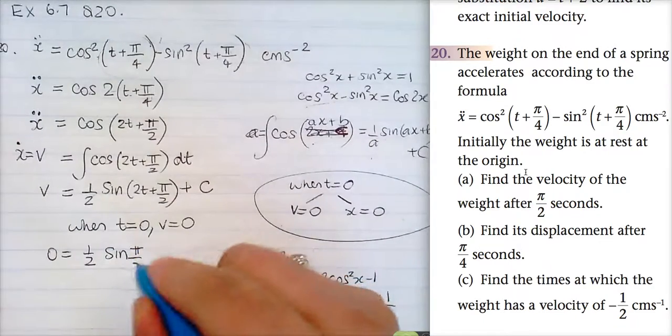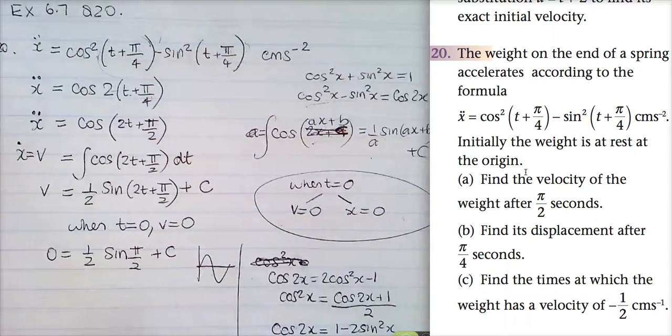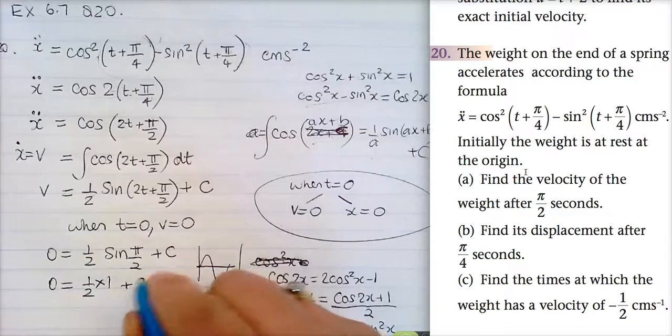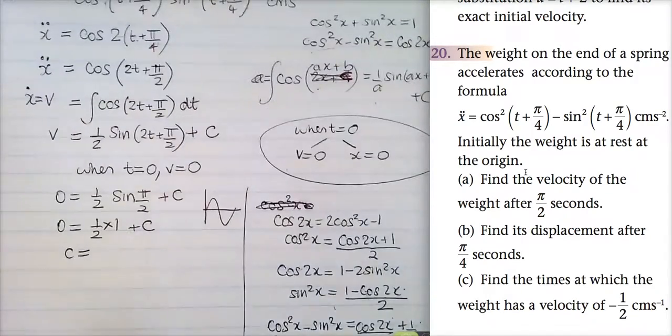Good. Plus c. To know what sine pi on 2 is, you should be doing the sketch. What's sine pi on 2? Sine 90. If you don't know the sketch, you put it in your calc. Sine 90 is 1. So 0 equals a half times 1 plus c. So what's c? Negative a half.